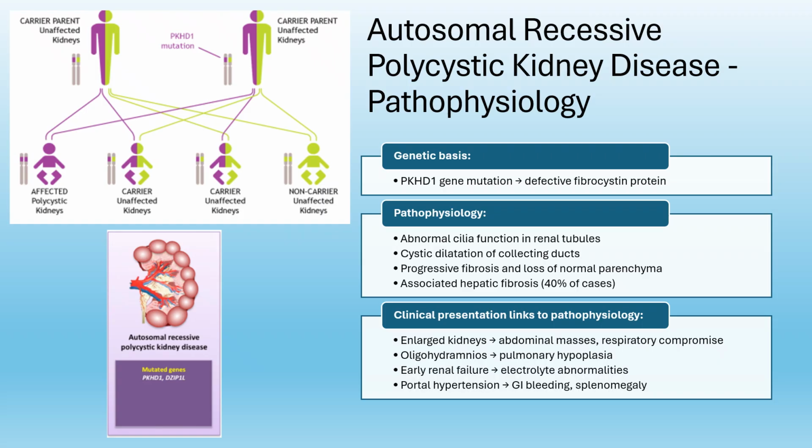The clinical presentation directly reflects this pathophysiology. Massively enlarged kidneys cause abdominal distension and can compress the diaphragm, producing respiratory compromise. Oligohydramnios from decreased fetal urine production leads to pulmonary hypoplasia. Early renal failure produces electrolyte abnormalities requiring immediate management. When portal hypertension develops, patients risk gastrointestinal bleeding and splenomegaly. Understanding this pathophysiologic progression guides both immediate management and long-term planning for these complex patients.